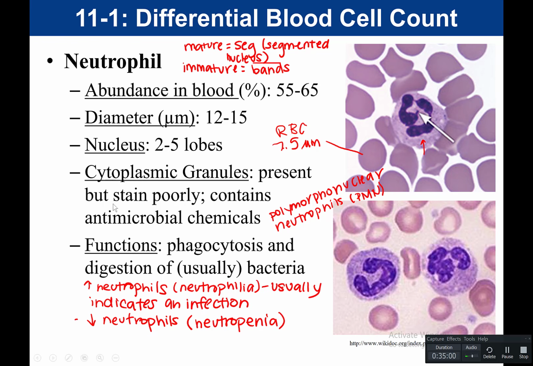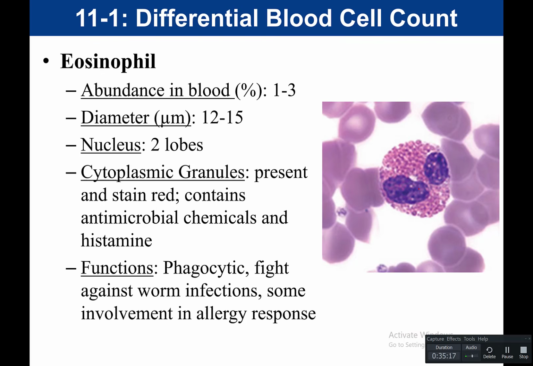So these are the things that you want to know for each of the types of white blood cells: the abundance, the diameter, how big they are, what does the nucleus look like, does it have granules, and what are the functions. For the eosinophils, again, you're going to identify the cell. You're looking for these red cytoplasmic granules. They contain these antimicrobial chemicals and histamines. You want to know the functions, etc.